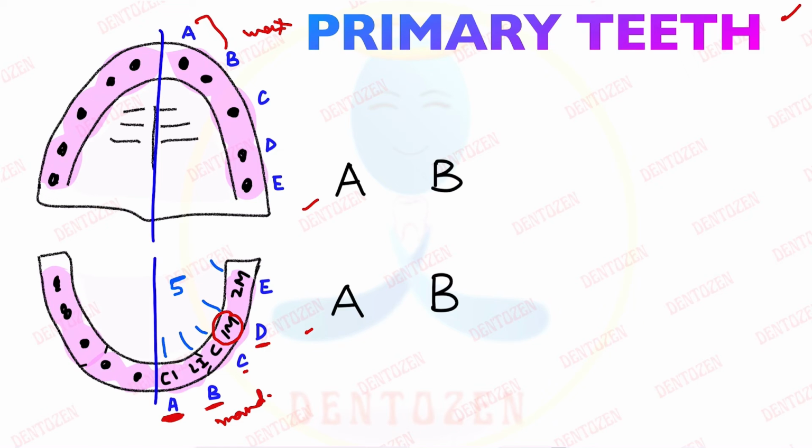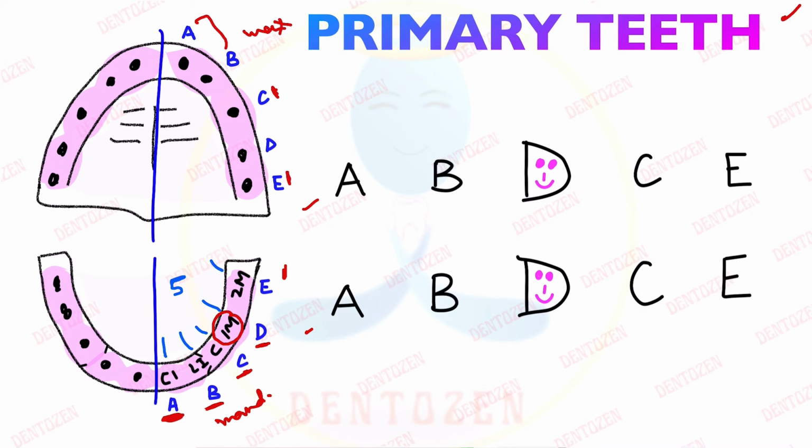So after A and B, D will come for both maxilla and mandible, and then the C, that is canines, will come, and then the second molar. Second molars are very patient. They are like, we are not in a hurry, so will come in the last. So that is the sequence of eruption. The first thing that you need to know, the sequence of eruption, that is in what order teeth come in maxilla and mandible. So for the maxilla and mandible, the sequence is same, that is A, B, that is incisors, then first molar D, then canine, and then second molar.